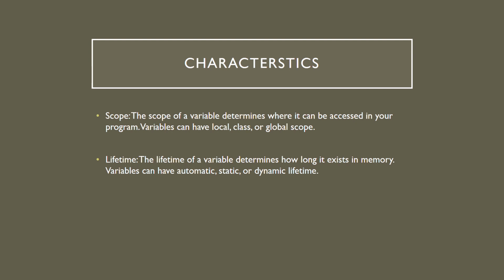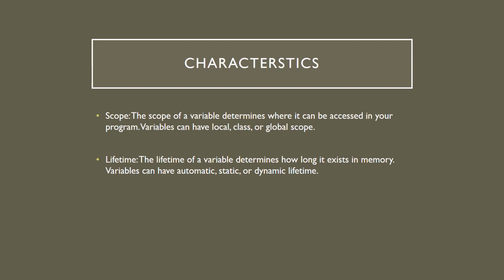Local means within any function. Class scope means within any class. That's not a regular class; basically, we're talking about objects in a class, which is object-oriented programming, which we'll be discussing in later lectures. And global means it can be accessed by every single function. These are basically the types of scope which you can assign to a variable.